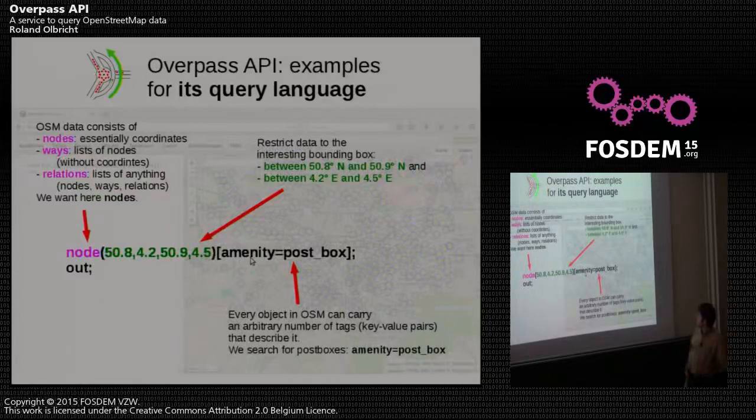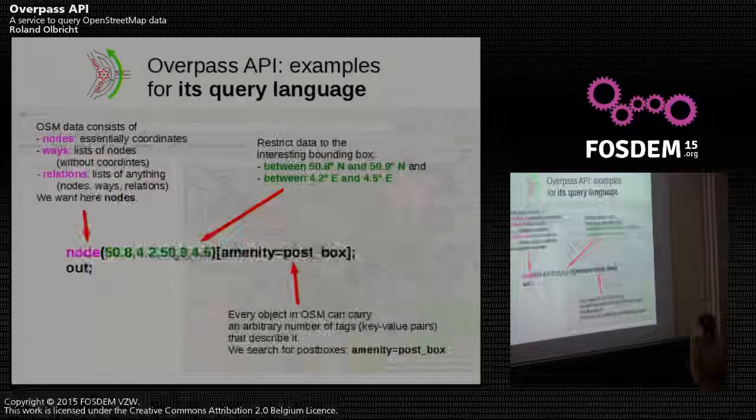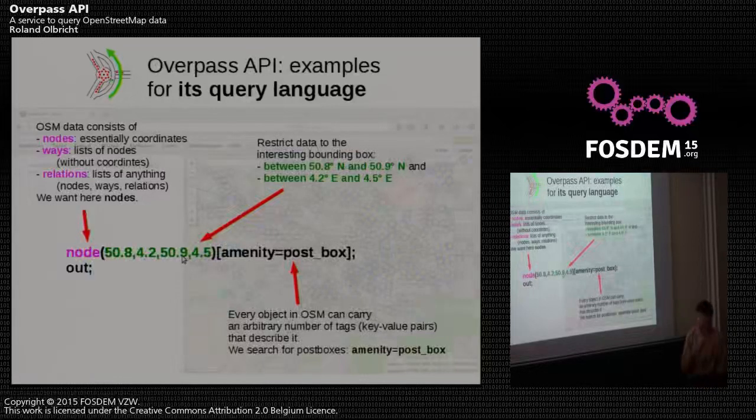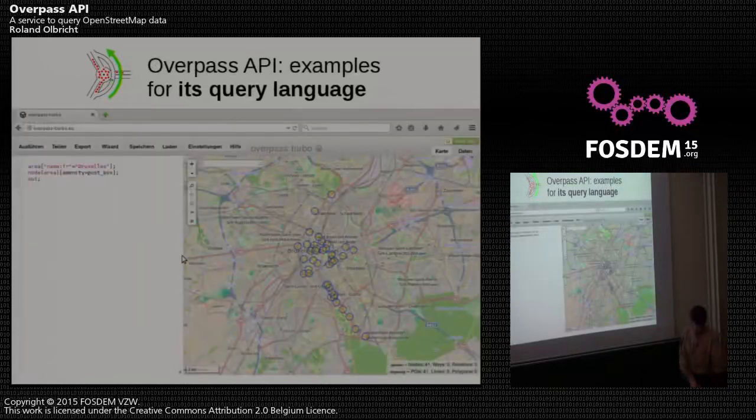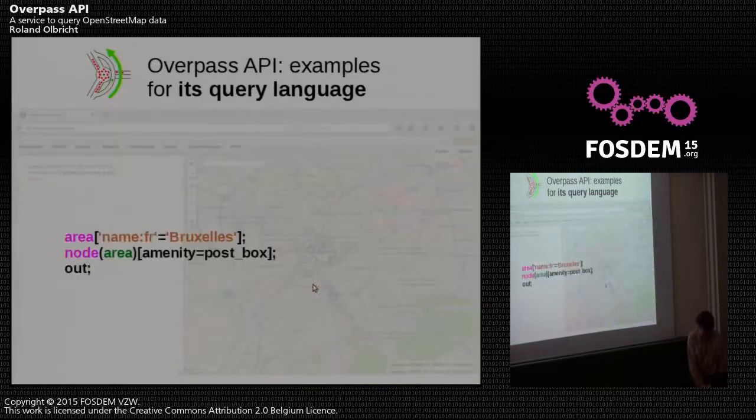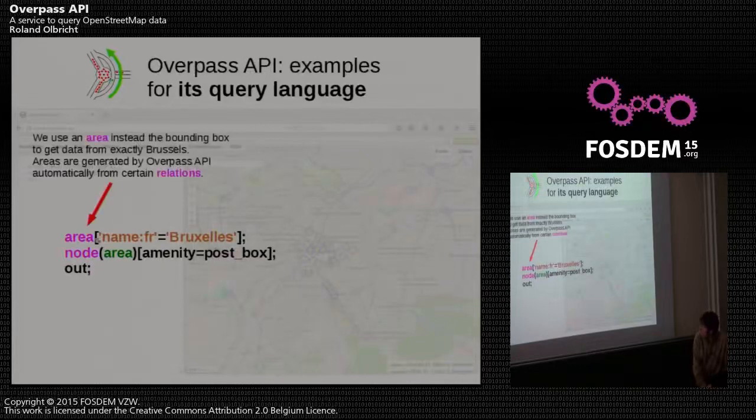Of course, it's quite arbitrary to take this bounding box, and we would prefer to take instead only the results of Brussels. This is what I've done on this next slide. Now we only get the post boxes in Brussels, which are surprisingly few, but okay. Okay, so I've just called the city of Brussels instead of the region. Okay, let's see why. I've decided to query for an area which has the name Brussels.